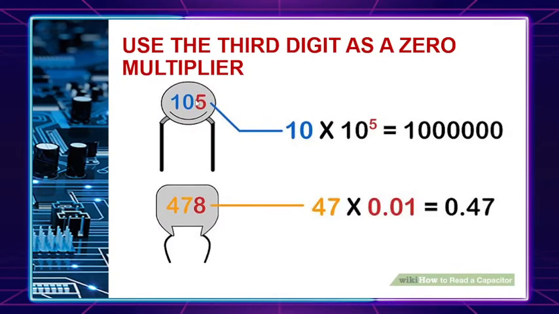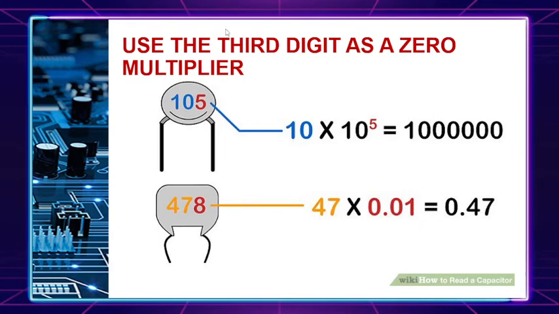So here we have to use the third digit. Just copy the first two digits, and the third digit of this component serves as a multiplier, same as for resistors. Here, if a capacitor has a three-digit value, the third part is the multiplier.